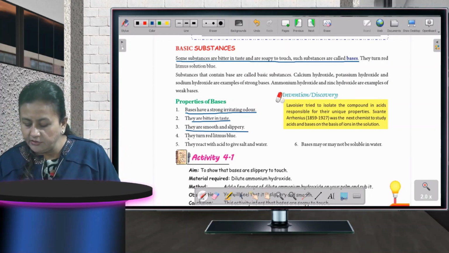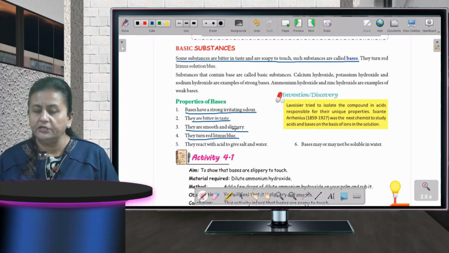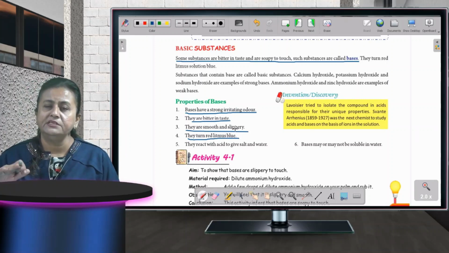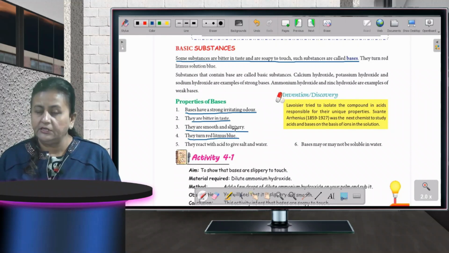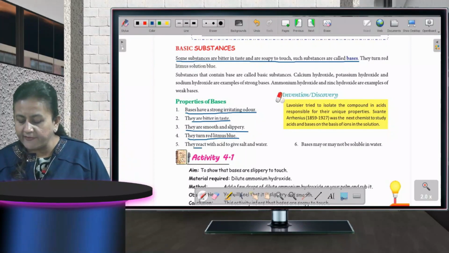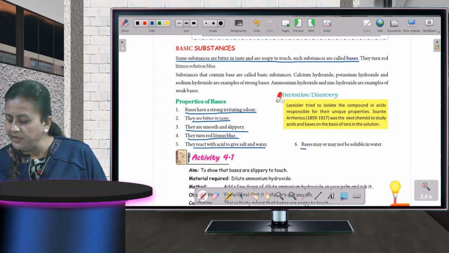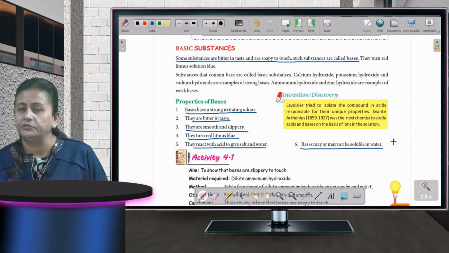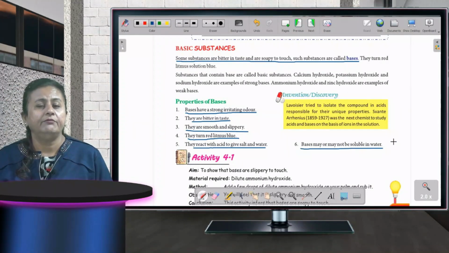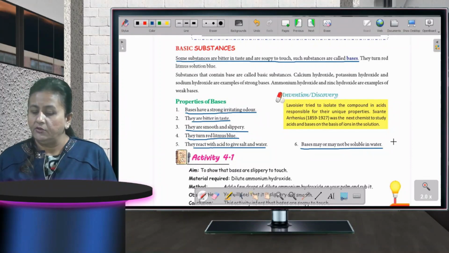They turn red litmus blue. In acids, what it was happening, it was turning blue litmus into red, but in the bases, it is reverse. It turns red litmus into blue. Then they react with acid to give salt and water, and bases may or may not be soluble in water. क्या पता वो soluble है water में, हो सकता है हो जाए, and maybe they do not. Okay, so these are the different properties of bases.